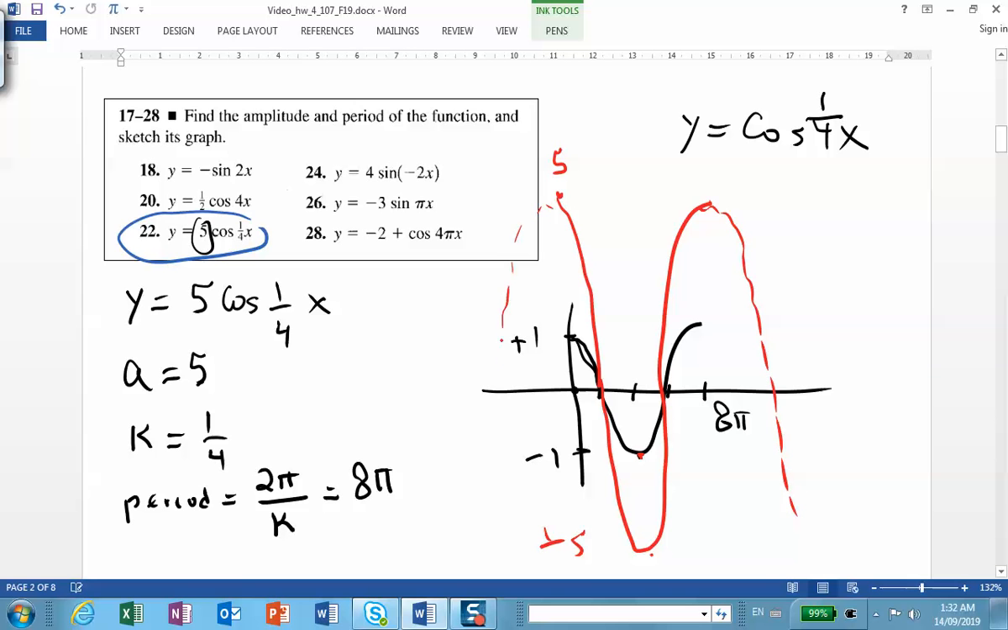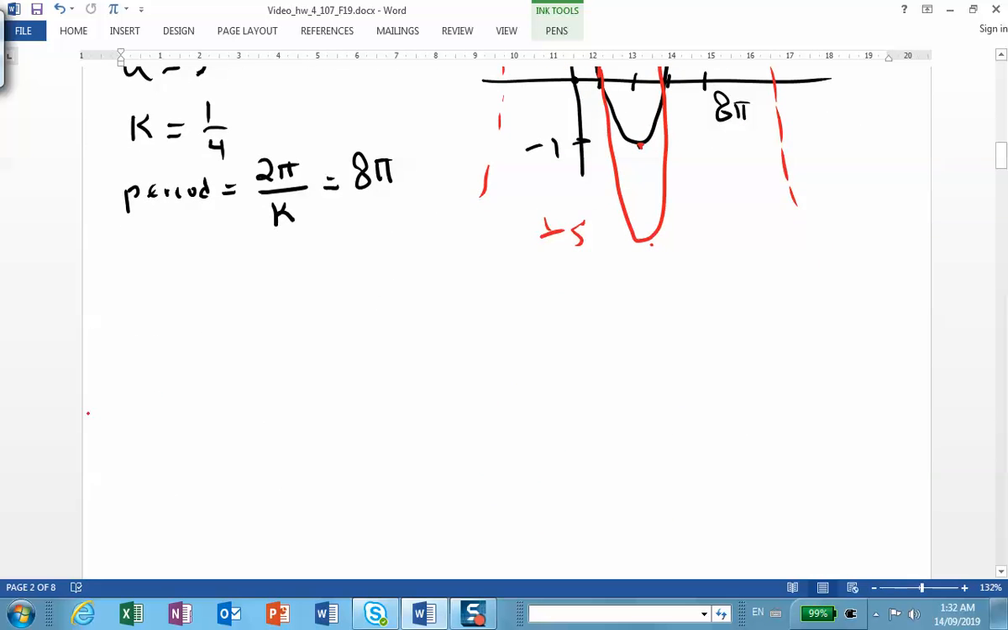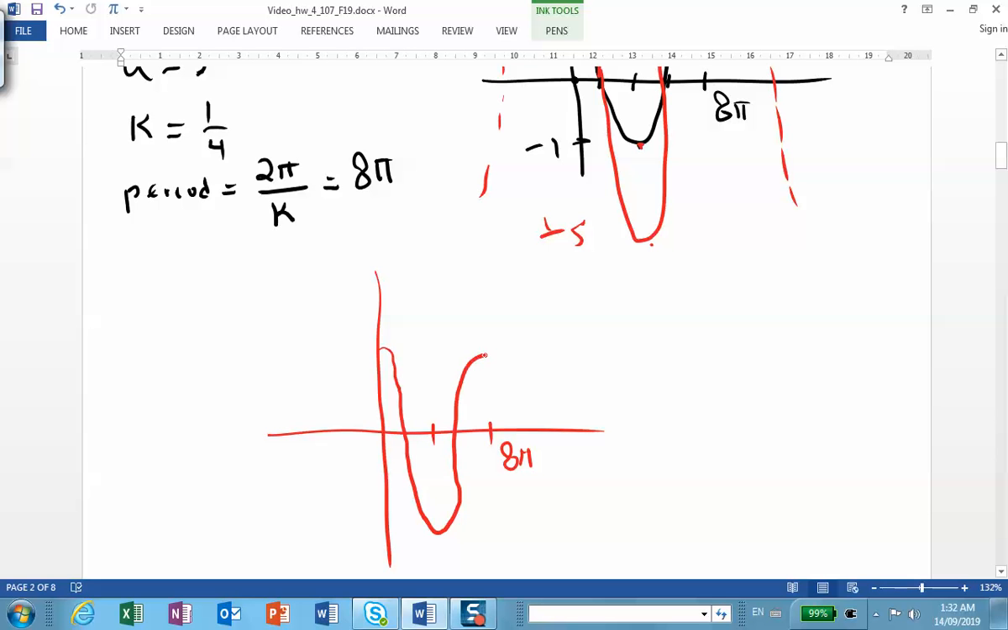So if I wanted to do a better job drawing this thing, I would do the following. There we are. There is your 8 pi, the period. Okay, so the curve would go like this. This is cosine. Minus 5 and up and 0, and then it repeats itself.